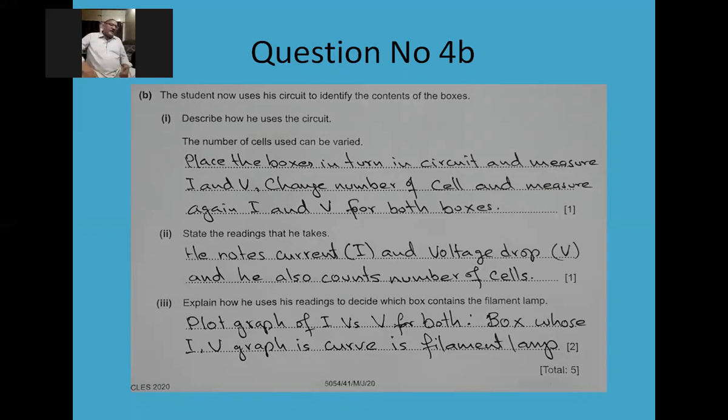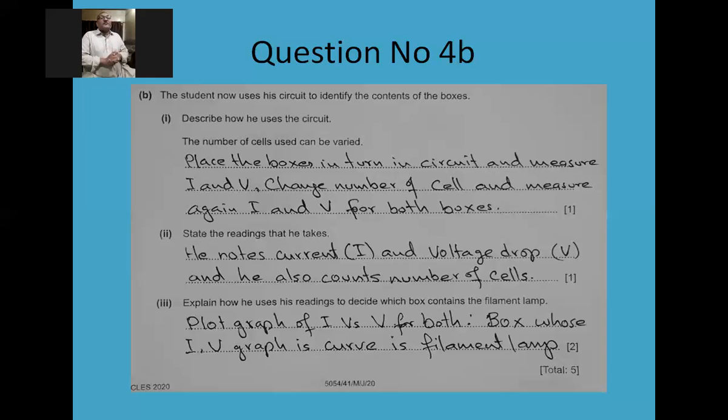He will be noting down how much current is on the ammeter, and how much voltage drop the voltmeter is showing. Another thing he can note down is how many cells he is using. For example, he is using 1 cell, 2 cells, 3 cells, 4 cells, 5 cells, 6 cells. He notes current I and voltage drop V, and he also counts the number of cells.